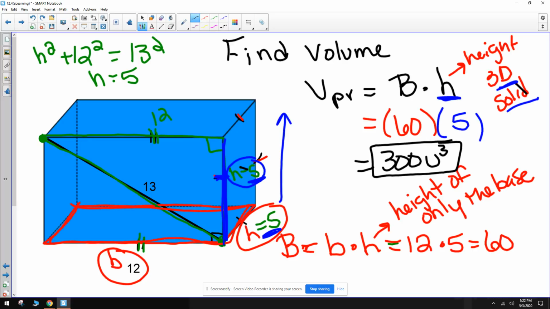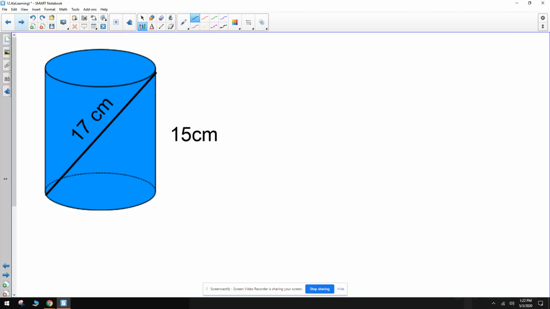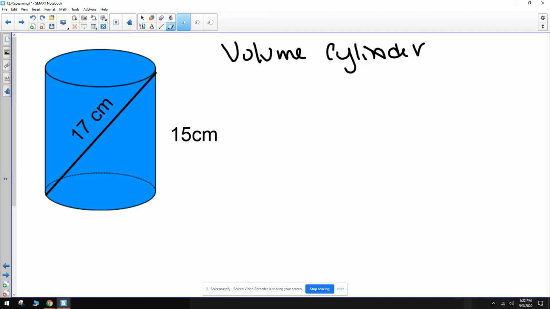All right, we're going to do a cylinder problem next. So we're going to find the volume of this cylinder. Sorry, that SMART file sometimes doesn't like my stylus.